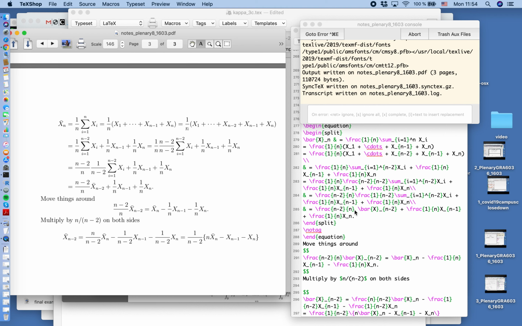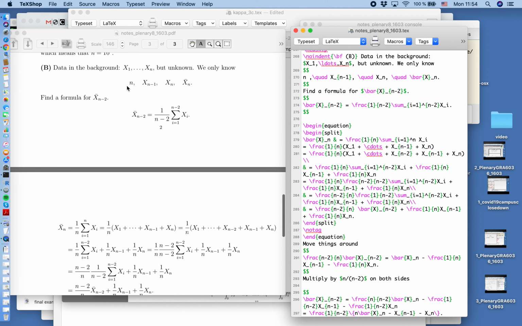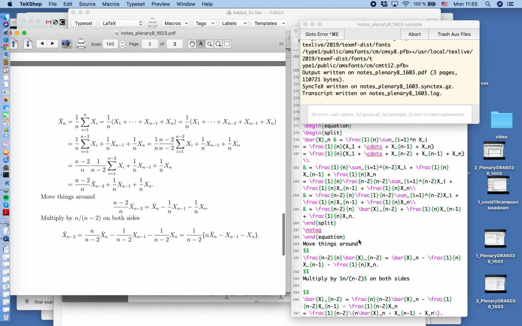So we get this. Now, here we have an expression for the mean of the n minus 2 first observations in terms of what is known to us. Recall that these four numbers we know, which means that n minus 2 is known to us, n is known to us, the mean of all the observations is known to us, the second to last observation is known, and the last observation is known. So we are now done with the exercise.